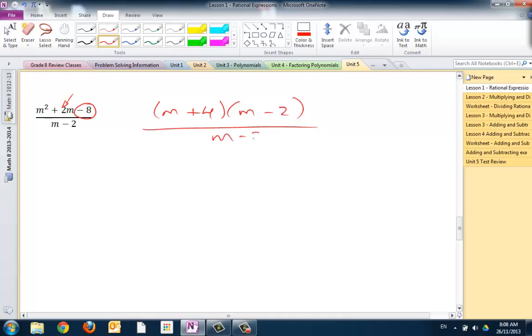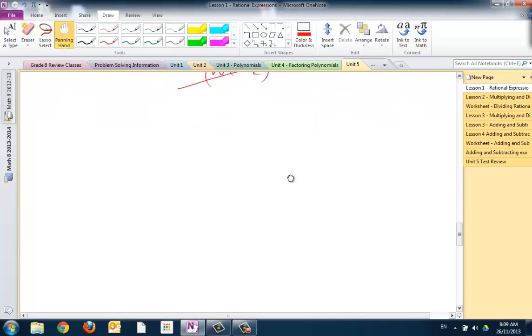And in the denominator I've got m minus 2. And there I can see I can cancel that whole binomial and that whole binomial. And this simplifies out to m plus 4. Alright, next example.